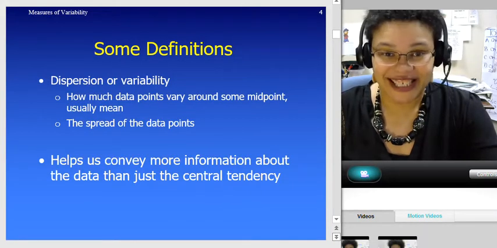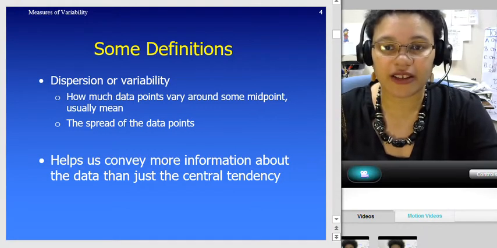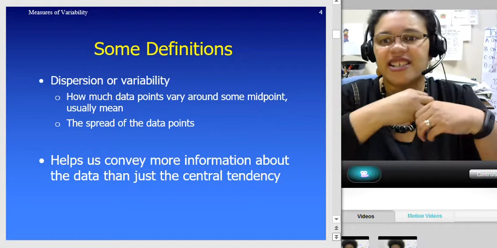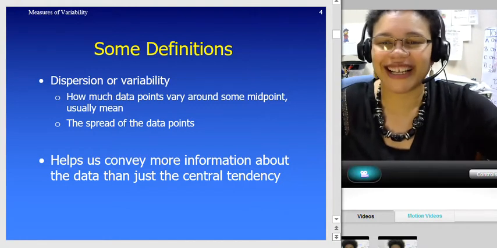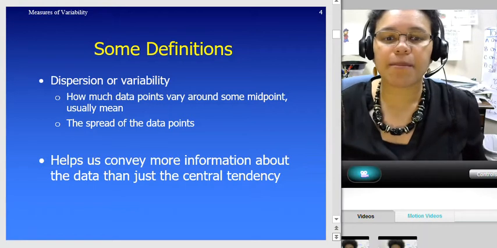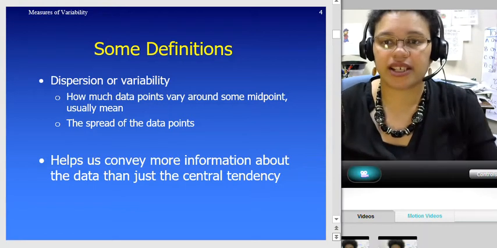Some definitions: dispersion or variability is how much the data points vary around some center point or midpoint, usually the mean, and it's the spread. Okay, like you think of things getting dispersed. They're spreading out, right? And this helps us convey more information about the data than just the central tendency.